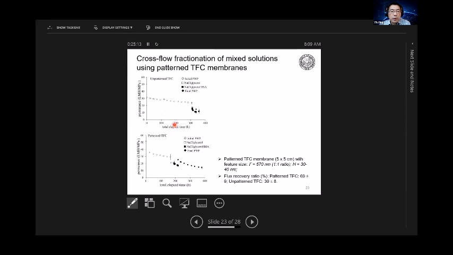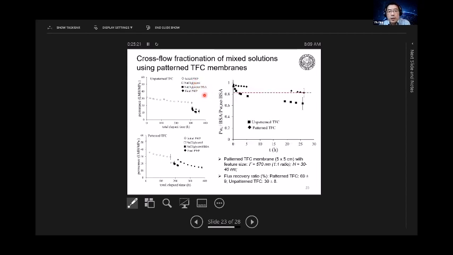And we look at the TFC membrane as well. This is by John's student. Basically, we fractionated a sodium chloride mixture with glycerol with BSA. Again, the key message is that if you compare the non-patterned membrane with the patterned membrane, and mark where the flux declined to 92% of the original value, it takes essentially 1 day for the patterned membrane to decline to that level under cross flow.